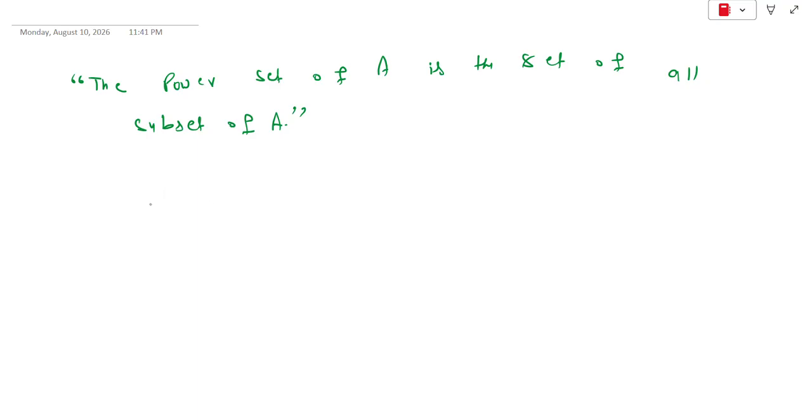Also we denote the power set of A by P(A). P(A) is defined as the set of all subsets X of A, such that X is a subset of A. This means the power set of A is the set of all subsets of A.